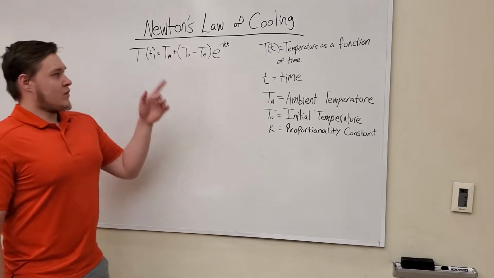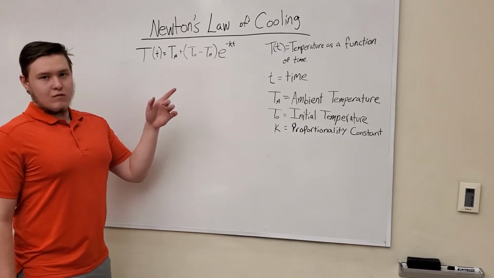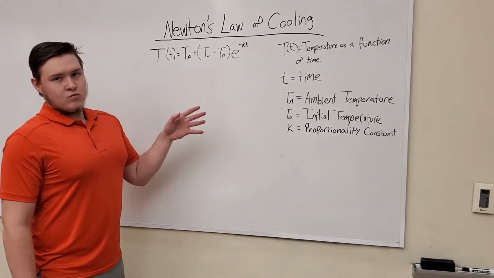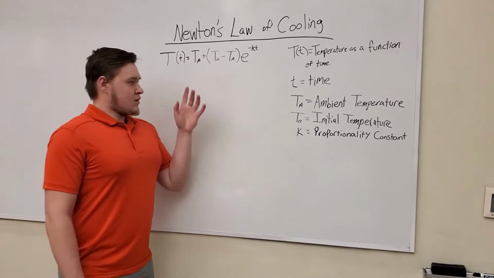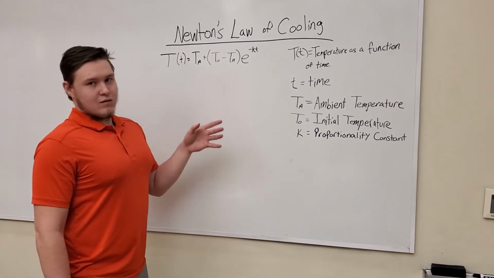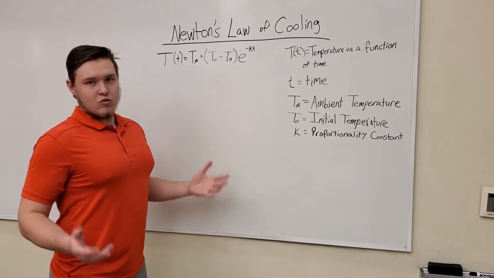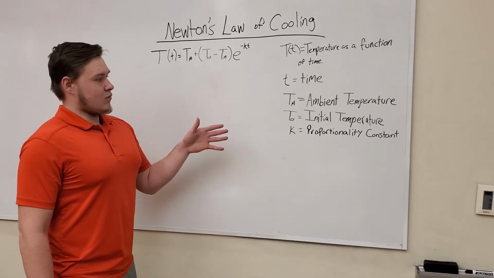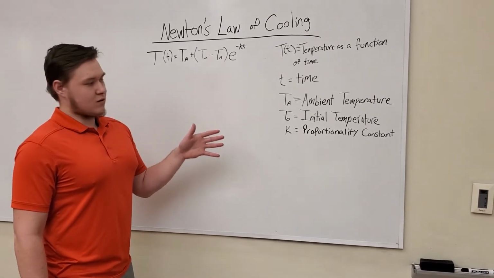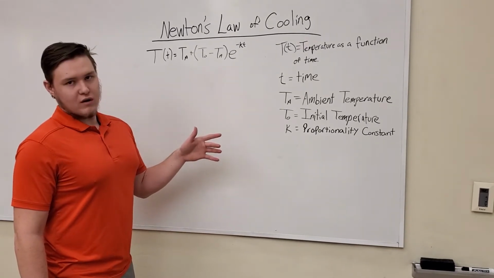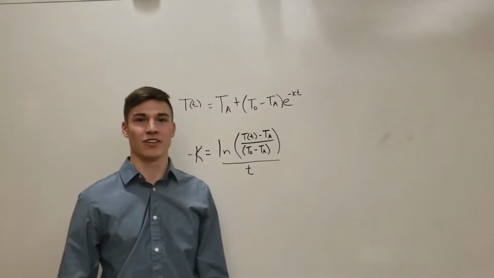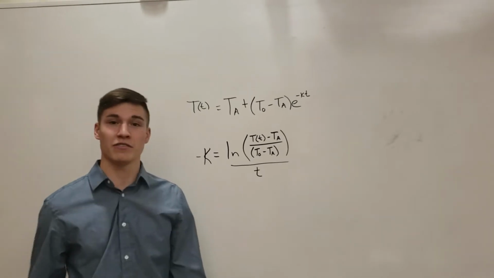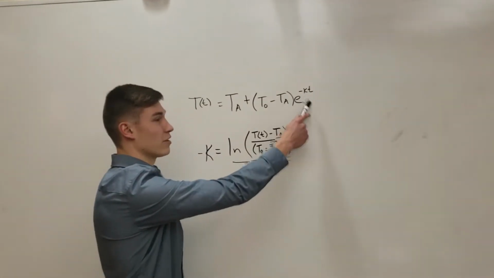In this equation, big T will represent the temperature of the function, little t will represent time. T sub A will represent the ambient temperature, aka the temperature of the surroundings. T naught will represent the initial temperature of the object, and K will be the proportionality constant in this equation. So, in the Newton's law of cooling equation, the only variable unaccounted for is the proportionality constant K.